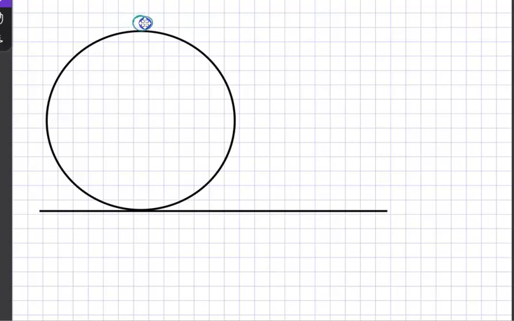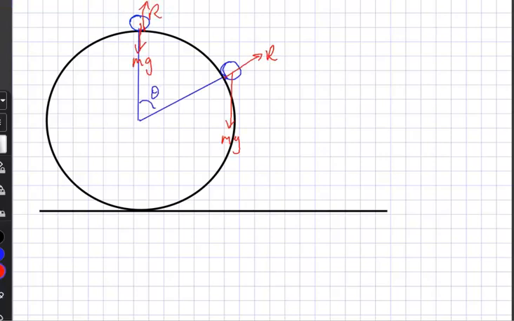So we're going to look at the point right at the top, at the apex, and we're going to talk about a point somewhere at the side where it's going to leave the surface. Is it 90 degrees from the vertical, or is it something less than 90 degrees? That's the question to ask. Wherever it's losing contact, at that moment in time the reaction of the cylinder onto the object is going to equal 0.